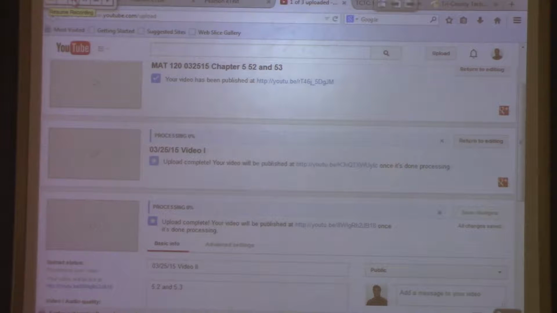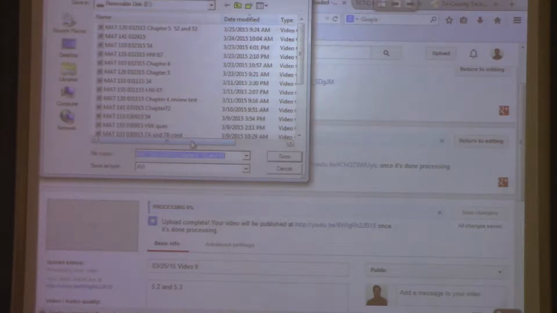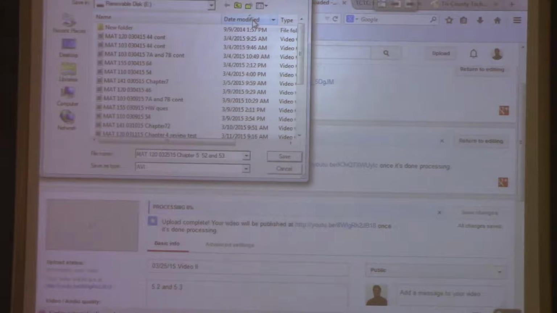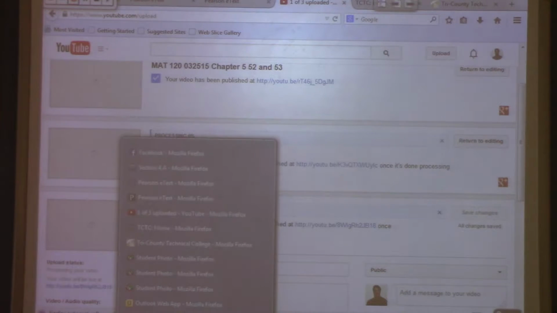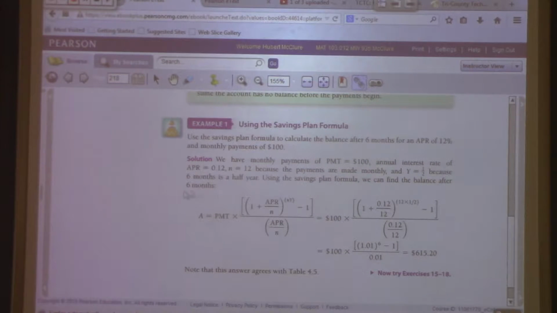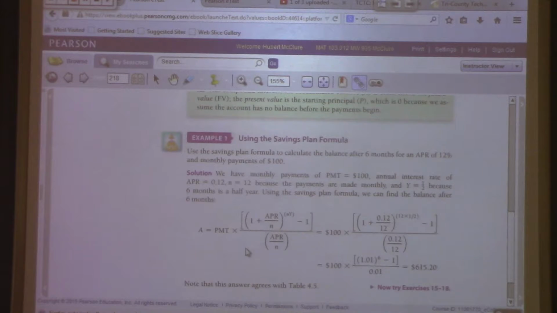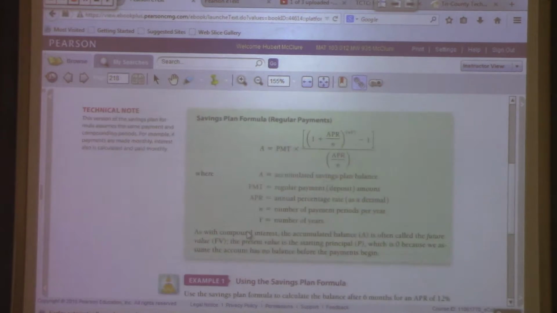So, we need to start today's class with the savings plan problem, the savings plan formula, and that's on this 5.3 or 4.3, whatever chapter we're on, I think. It'll be the 25th. And that is right here.